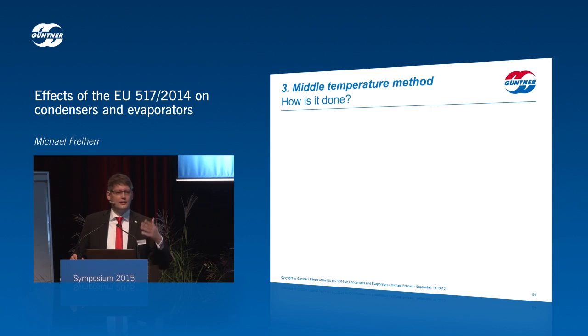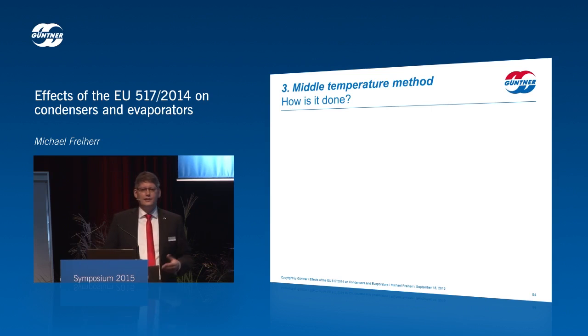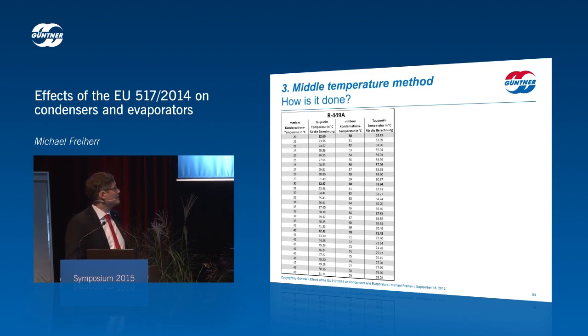So the question arises, how is it done? How can you work with this mean temperature method in your everyday life? If you are really clever and smart, you just make a sketch and include in this graph all the most frequently used refrigerants, or else you opt for calculation tables, as I have one example here for R449A, where you have the mean condensation temperature, and in the next column, the corrected dew point temperature.